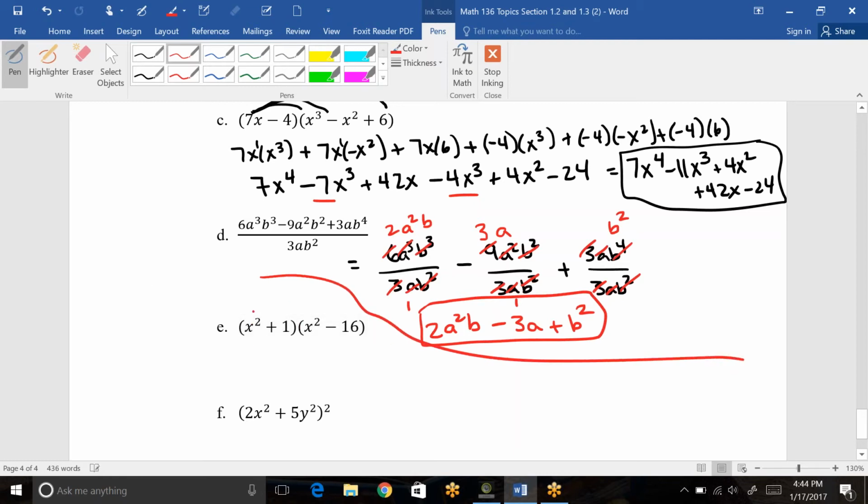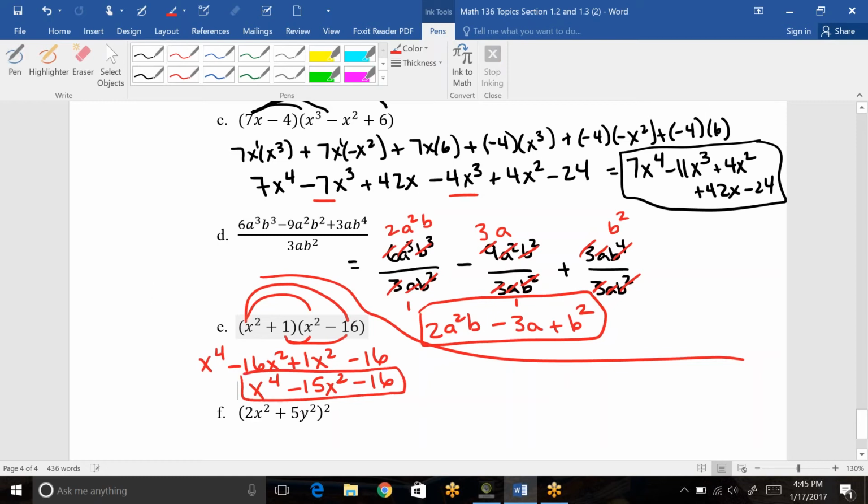This one is just a FOIL property. So x squared times x squared is x to the fourth. x squared times negative 16 is negative 16x squared. 1 times x squared is 1x squared. 1 times negative 16 is negative 16. So this is x to the fourth minus 15x squared, because we add the negative 16 and the 1. Remember, opposite signs, you really subtract and take the sign of the one that's farther from 0. And then minus 16.